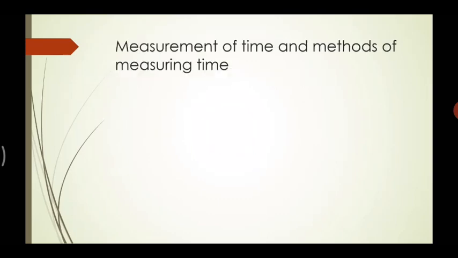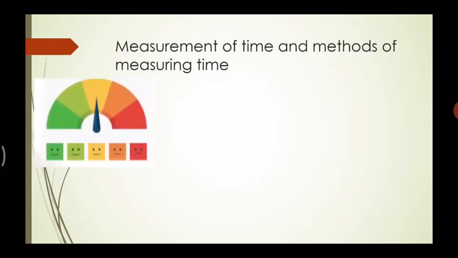Now students, let's move on to the other part of the chapter. Next, we are going to learn about the measurement of time and the methods of measuring time. Now, let's start. To measure means to find a certain amount or degree of something; that is called measurement. This is an instrument they used to measure time. So, we are going to study the methods of measuring time.